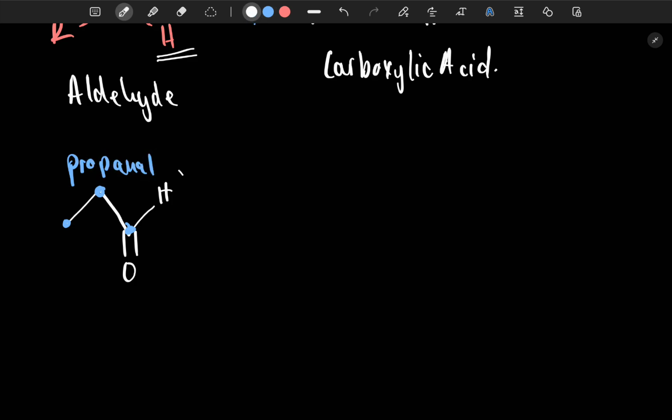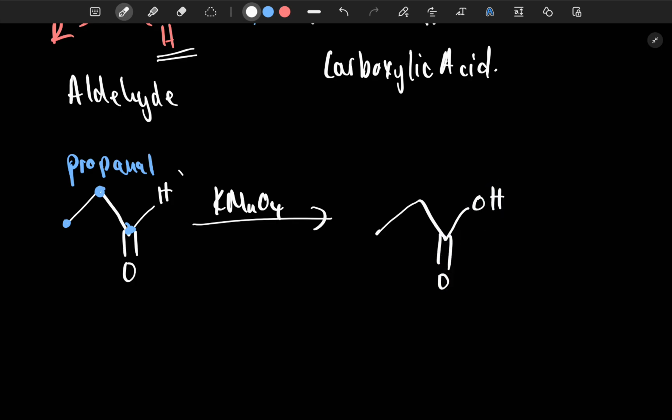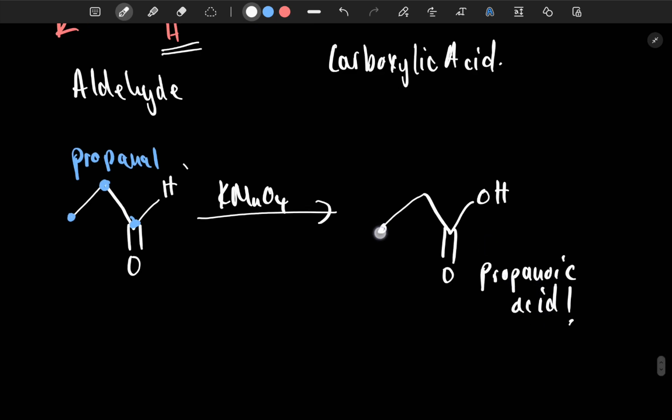Propanal. And what am I going to do? Oxidize it, please. KMnO4. What am I going to get? 1, 2, 3. Same thing, but this now is an OH, double bond O. Basically, that's the end. And what does this become? Propanoic acid. You are done. That's your propanoic acid because it has 1, 2, 3 carbons and it's an acid. And that's the end of it.